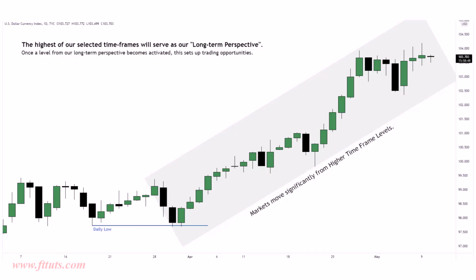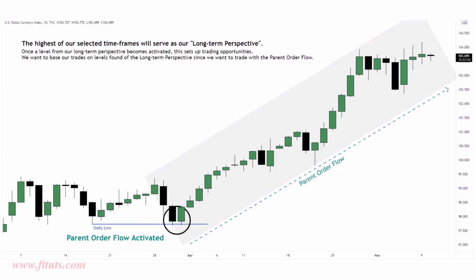This is because banks and financial institutions execute on the daily chart. They frame their setups on the monthly and the weekly, but they execute on the daily chart. So we can expect dynamic movement when price hits a level from the daily chart.